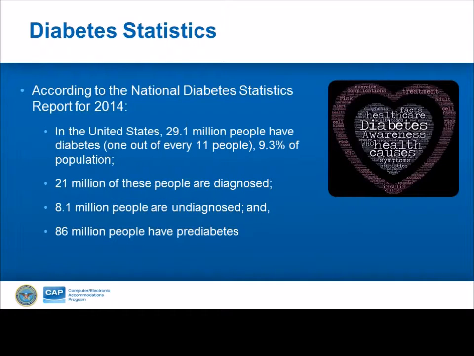First, let's start with some statistics on diabetes. According to the National Diabetes Statistics Report for 2014, there are 29.1 million people in the United States with diabetes, or 1 out of every 11 people. 21 million of these people are diagnosed and 8.1 million people are undiagnosed. It is also estimated that 86 million people have prediabetes.